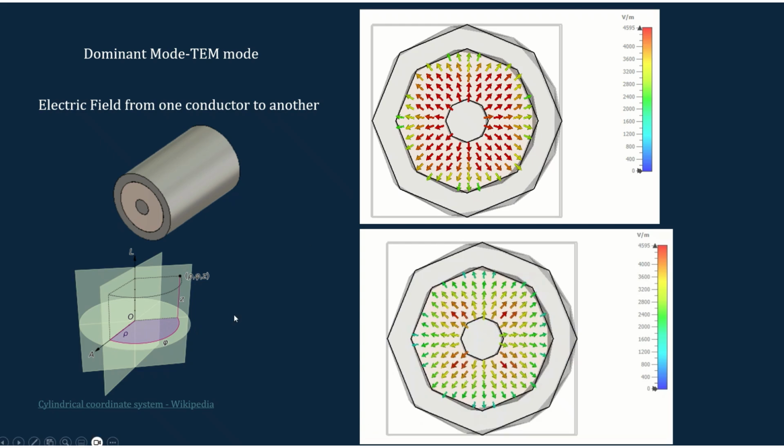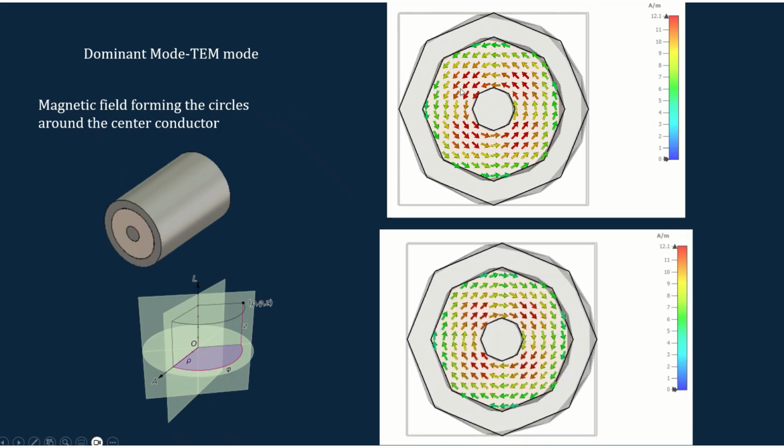Next, see the magnetic field. Here you can see that the magnetic field forms circles around the inner conductor. This is the animation showing how the magnetic field varies. So the magnetic field is varying along the axis represented by psi. The electric field is along the rho axis and the magnetic field is along the psi axis.